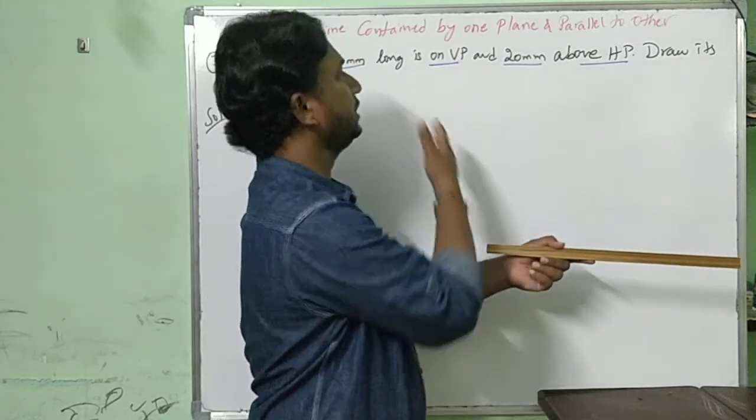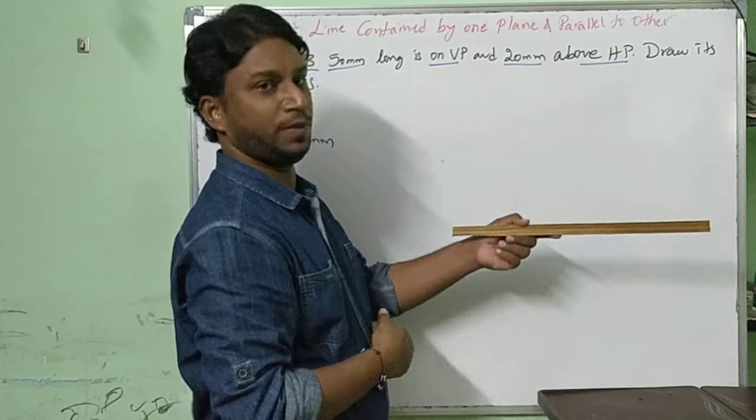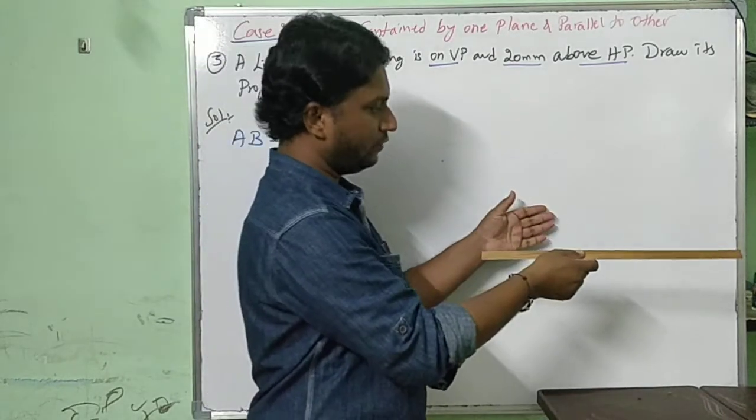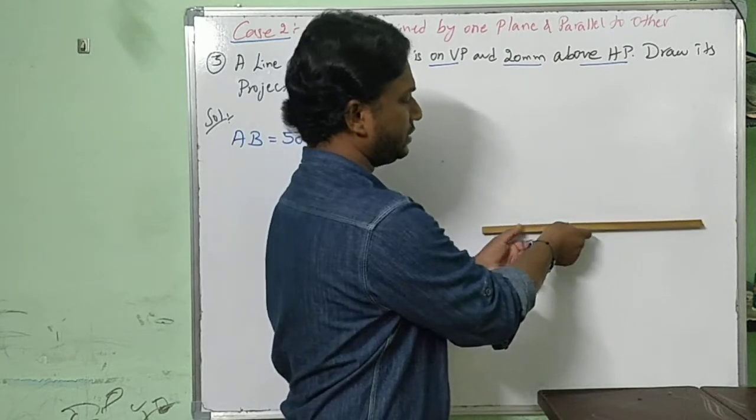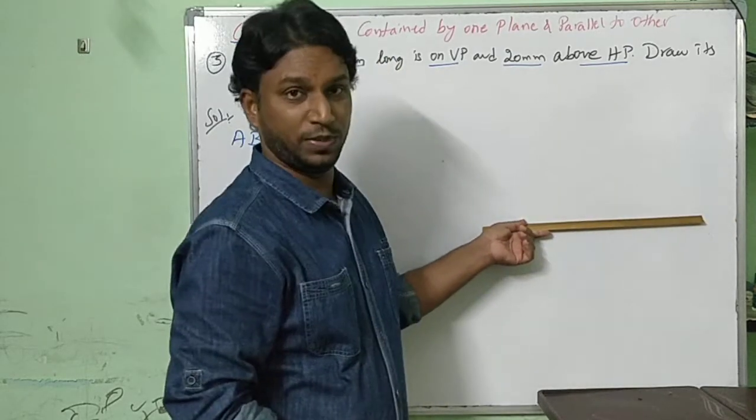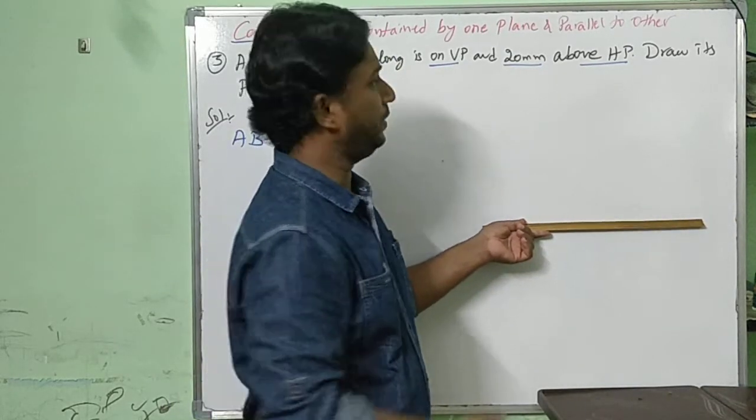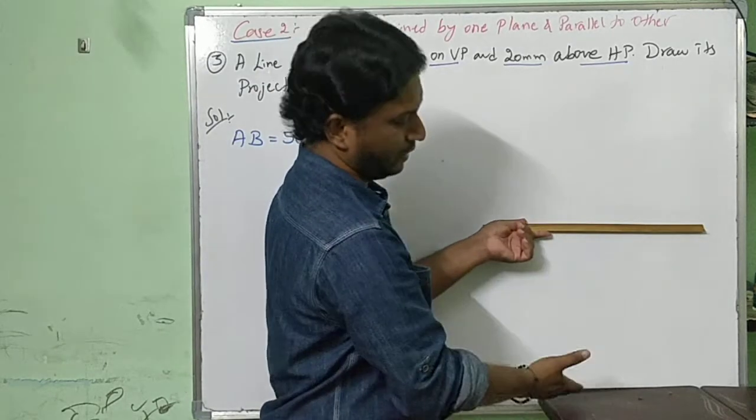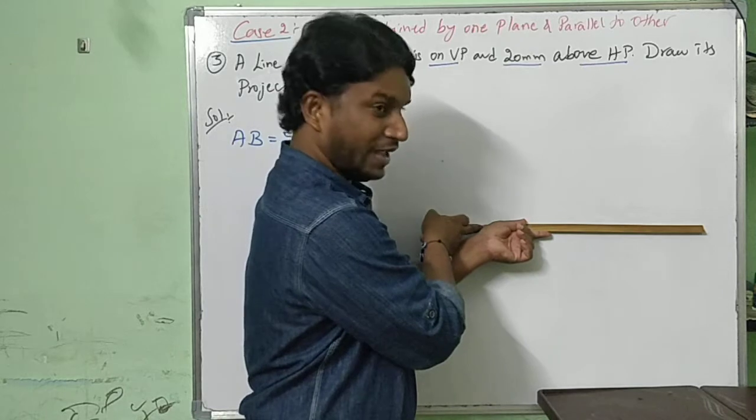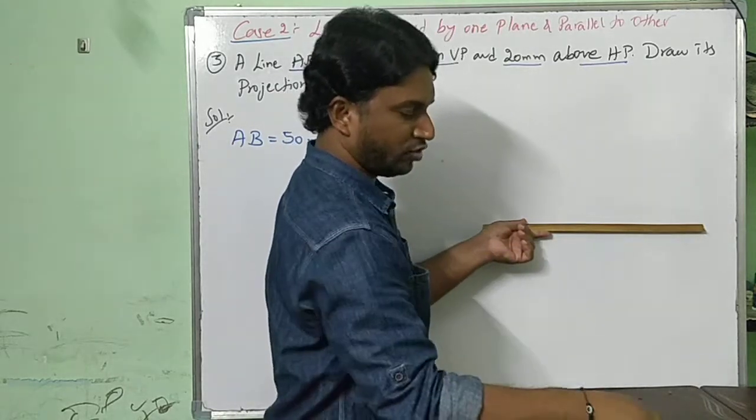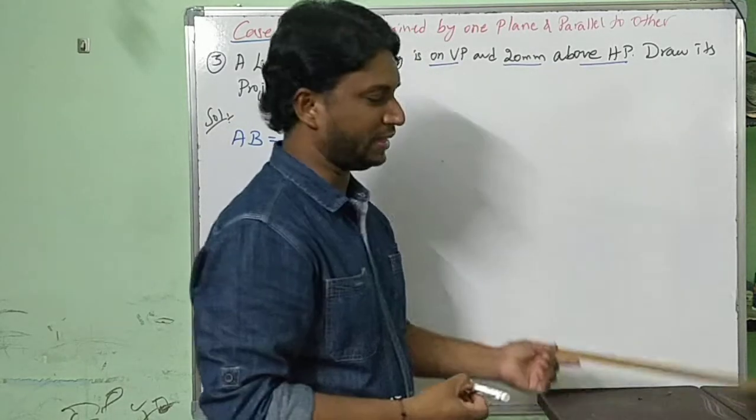Now what is this? The line is on VP. On VP means what? For a line parallel to VP you should have some distance from VP, but there is no distance, it is on VP. It is on VP and 20 mm above HP. From the horizontal plane, it is at a height of 20. End A is at 20, end B is at 20. That is nothing but the height H.